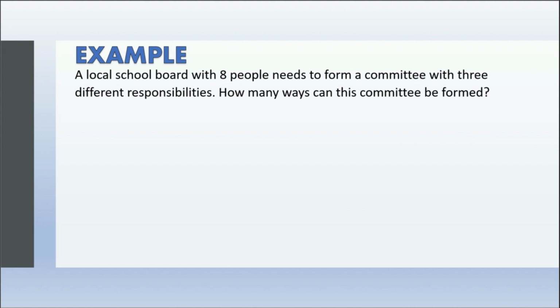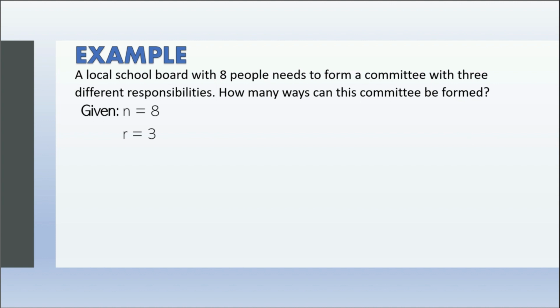Another example, a local school board with 8 people needs to form a committee with 3 different responsibilities. How many ways can this committee be formed? First, let us identify if the problem is all about permutation or combination. Let's analyze the given problem. As mentioned, there are 8 people to be taken 3 at a time. Therefore, we have 8 as the value of n and 3 as the value of r.